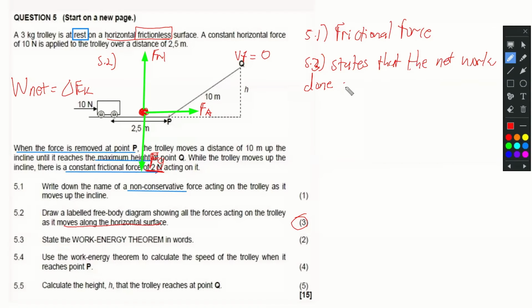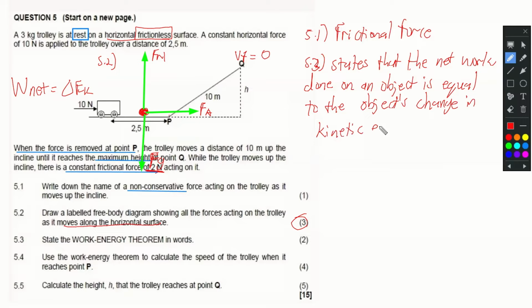So it states that the net work done on an object is equal to the object's change in kinetic energy. That's it. So the work energy theorem states that the net work done on an object is equal to the object's change in kinetic energy. Then at this point, we have 1 plus 3 plus 2, which is already 6 marks, right? Okay, so now let's proceed.